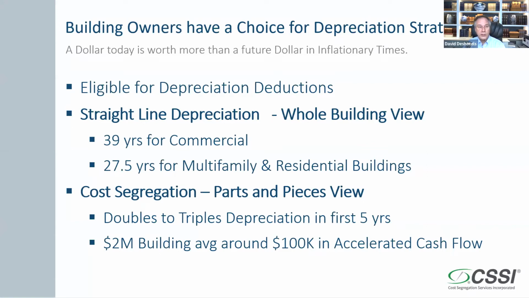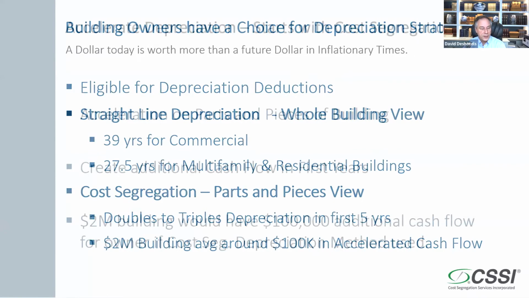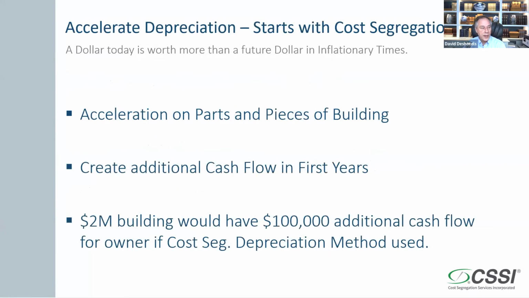Cost segregation looks at the parts and pieces of this building to be able to say, here's all the parts and pieces that have accelerated depreciation and are eligible for bonus depreciation. Therefore, I get my deductions up front versus having to wait for those for 27 and a half years. What's that mean? It acts like an interest-free loan from the government where you get the deductions up front and you hang on to those.